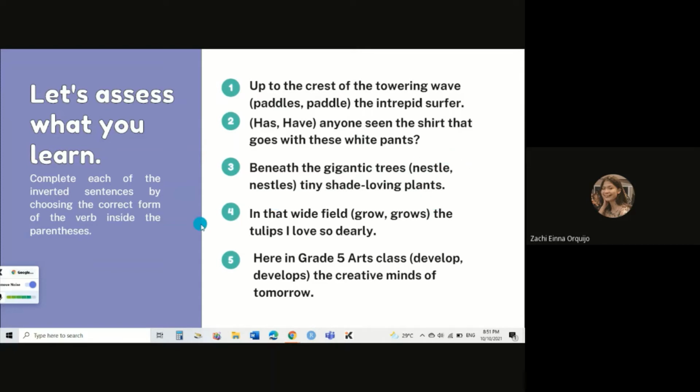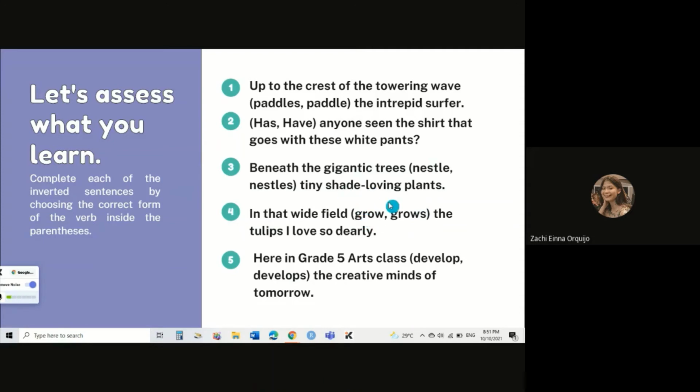For number 4, anong subject natin dito or pinag-uusapan natin? Ang pinag-uusapan natin ay tulips. So, tulips, ibig sabihin more than one tulip, no? Ibig sabihin yung tulips ay plural. That's why we need to choose plural verb. So, ano ba yung plural dito? Grow or grows? So, ang plural dito ay grow.